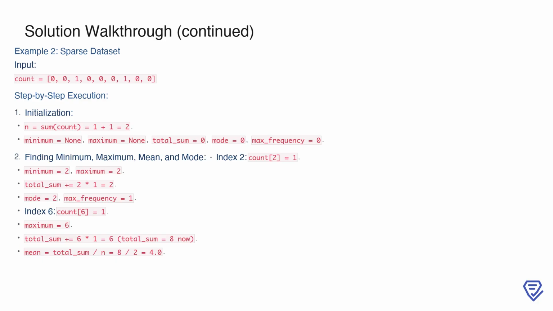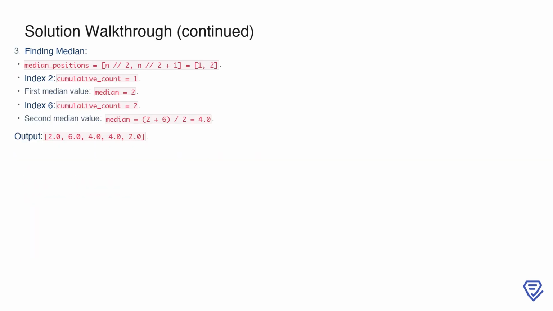The mode remains 2, as there's a tie, and we keep the smallest value as the mode. The mean is calculated as the total_sum divided by n, which is 8 divided by 2, giving us 4.0. To determine the median for this dataset, we again look at the middle positions. Since n is even, the median positions are the first and second values.